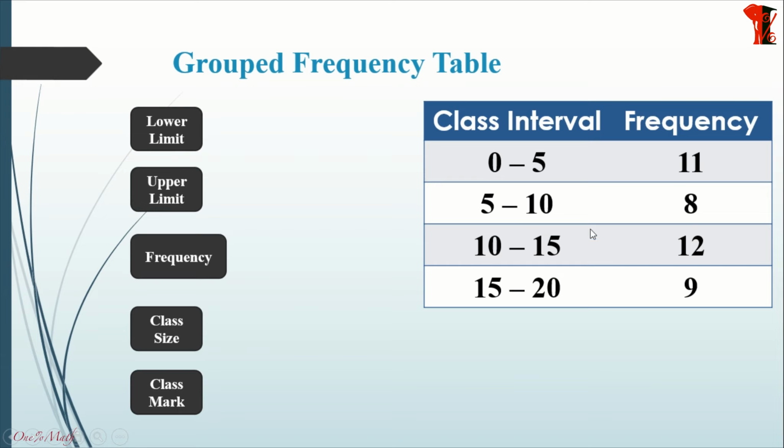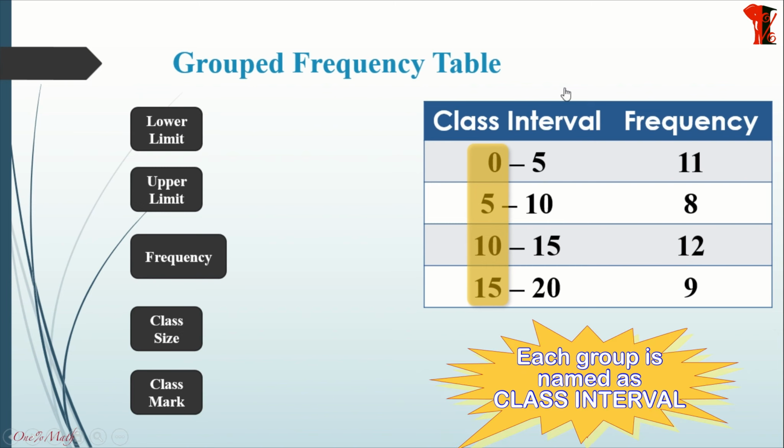And related to these tables, we need to know about these terms: lower limit, upper limit, frequency, class size and class mark. We already discussed frequency just now, and we'll discuss it again. The first one is lower limit. All these numbers, 0, 5, 10, 15, where the group starts, are called the lower limit. Together, 0 to 5 is called a class interval. 0 to 5 is the first class interval, 5 to 10 is the second, 10 to 15 the third, and 15 to 20 is the fourth class interval.